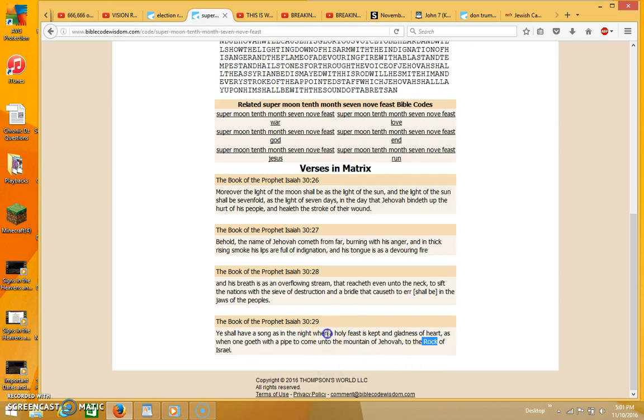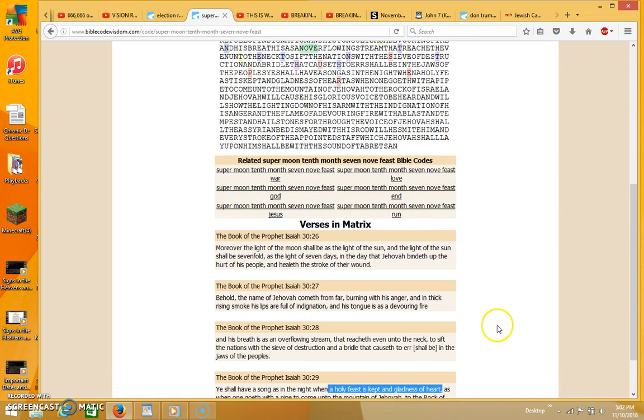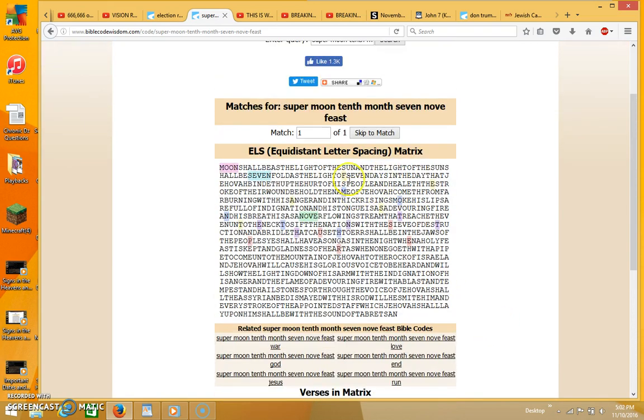And it's interesting that it's mentioning a holy feast that is kept and gladness of heart, and it's the Feast of Tabernacles that is supposed to be kept with the gladness of heart. So this seems to be making a reference to the Feast of Tabernacles, and you see the word feast coming up in ELS form right next to where it says 7 days.